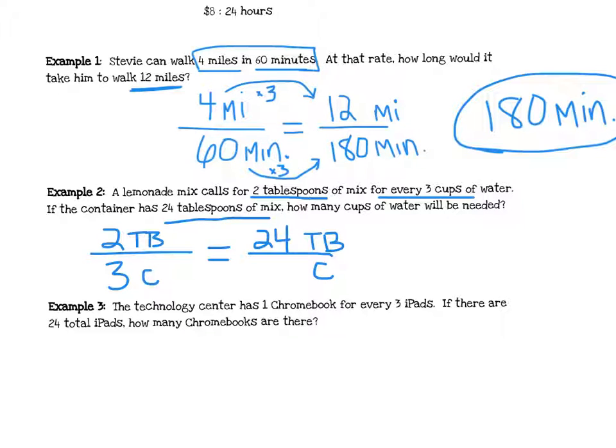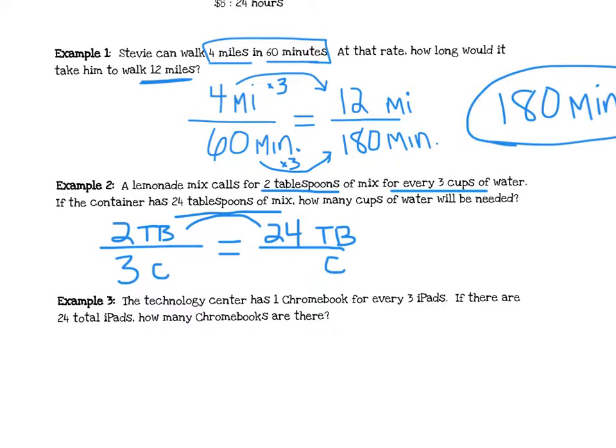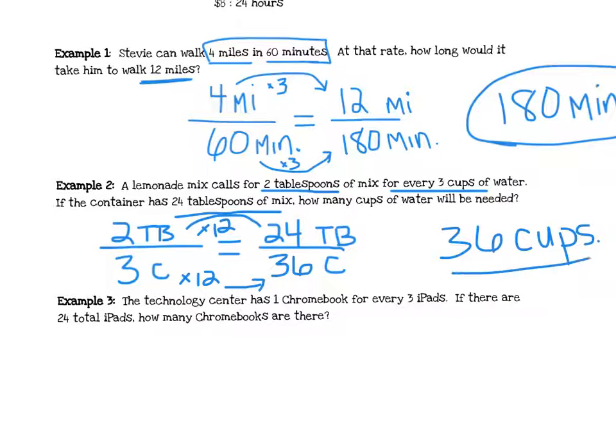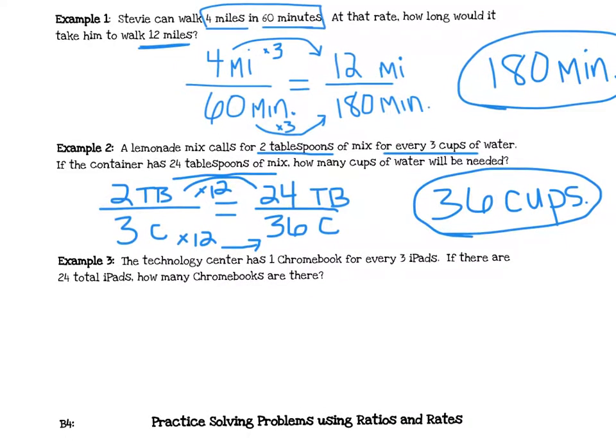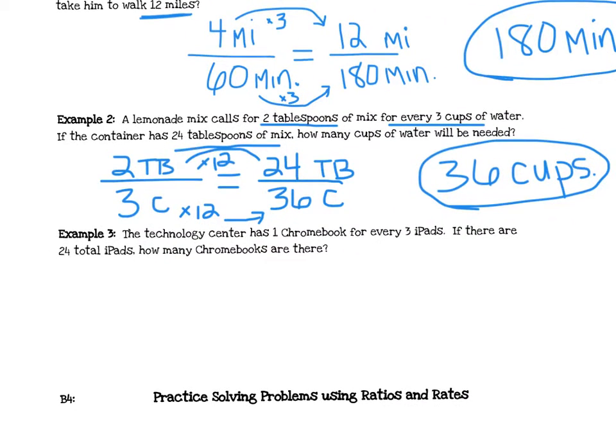Okay, so what is that relationship there? To get from 2 to 24, we're going to have to multiply by 12. So that means we have to take 3 times 12 to figure out how many total cups of water. 3 times 12 is 36. So you will need 36 cups of water if you're going to make the entire container of lemonade. All right, and the last one, example 3.